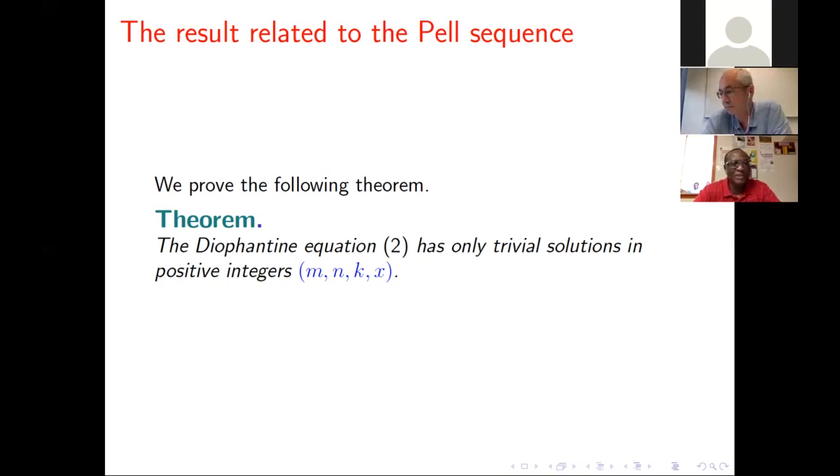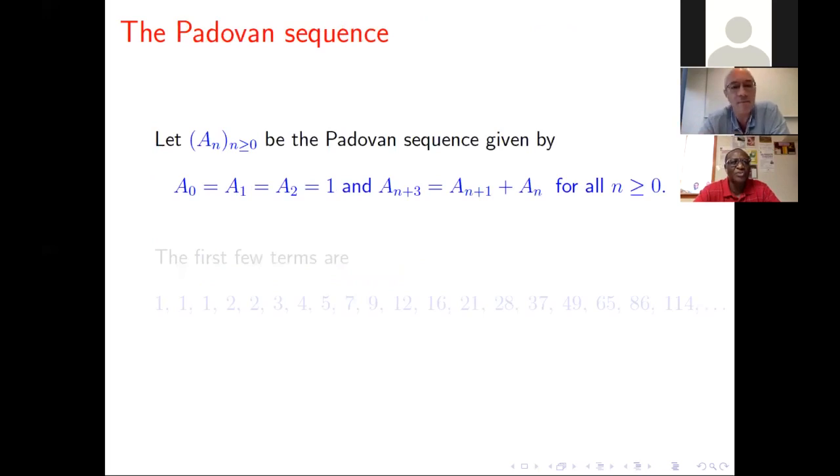The next step that we have done is to consider now the Padovan sequence. In other papers we usually call that P, but we have called P the Pell numbers, so we will put A here. So the sequence is defined by A(n+3) equal to A(n+1) plus A(n), with the initial conditions A0 equal to A1 equal to A2 equal to 1.